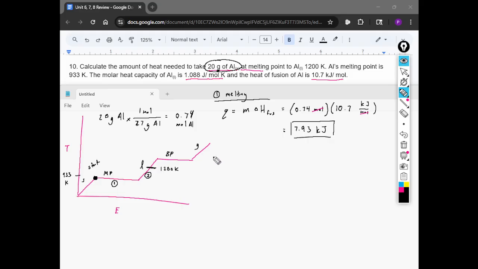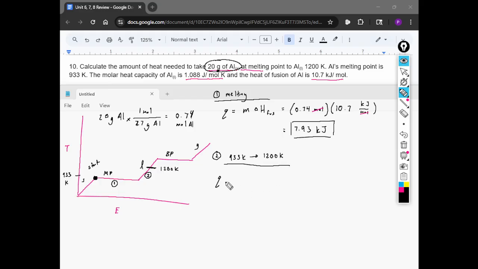All right, the second line that we are looking at is we're basically taking our new liquid aluminum, which is at 933 Kelvin, and we want to take it to 1200 Kelvin. So we're just heating up the liquid aluminum now.